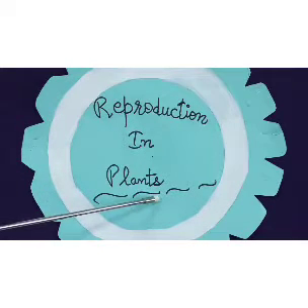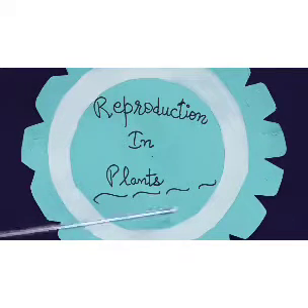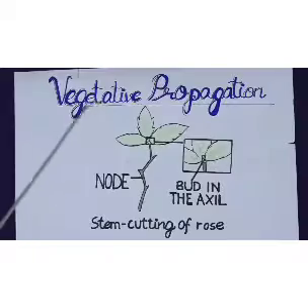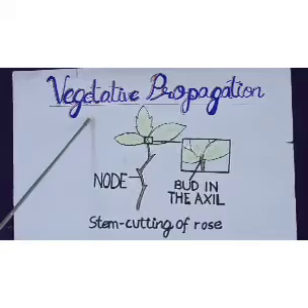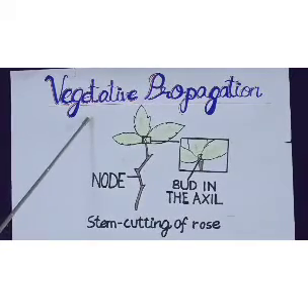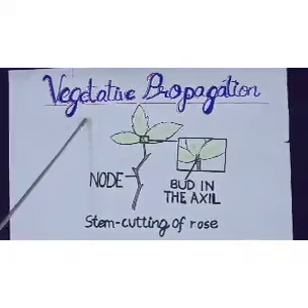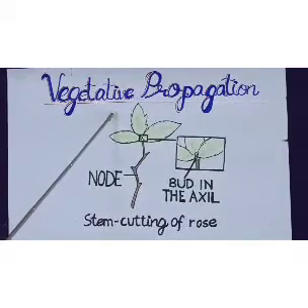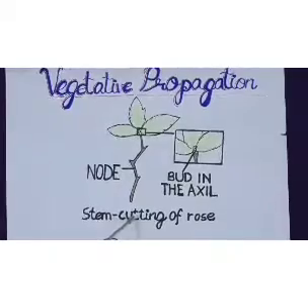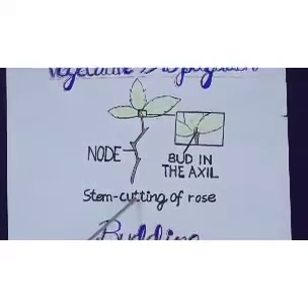Plants reproduce by two methods. One is sexual reproduction, the other is asexual reproduction. In asexual reproduction, the first method which we are going to discuss today is vegetative propagation. In vegetative propagation, new plants are produced either from stem or from root or from leaves.